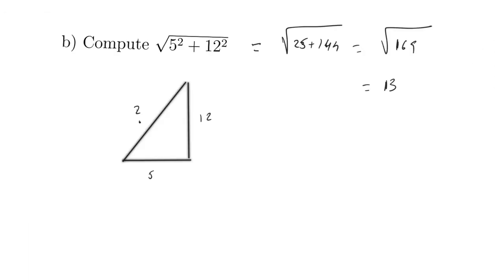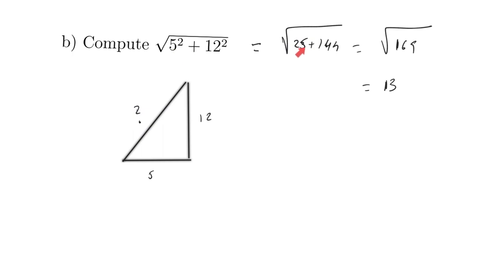The next question is to compute the square root of two numbers squared. So this reminds you of the Pythagoras theorem. If you have 5 on one side and 12 on the other side, the hypotenuse will be the square root of 5 squared plus 12 squared. So we need to compute this sum.